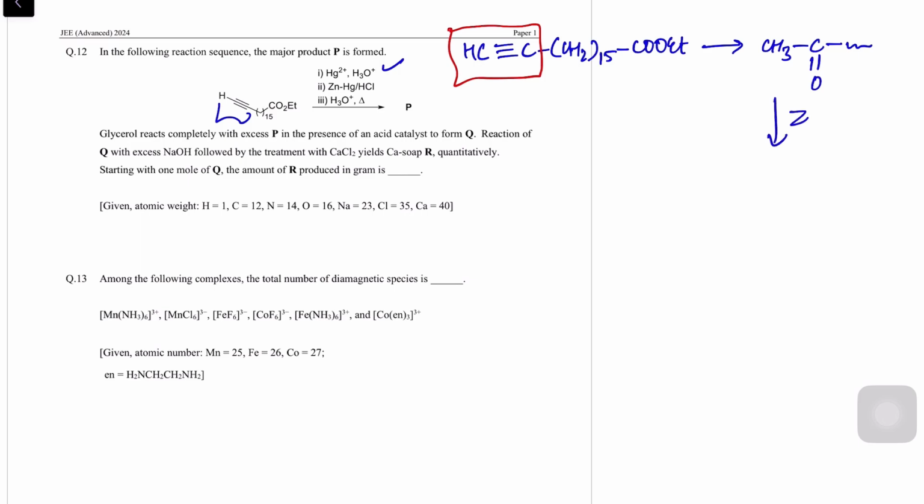When you react with zinc amalgam and HCl, this is again a popular name reaction, Clemmensen reduction. It will reduce the CO group to CH2. Earlier there were 15 CH2 groups. Now a new one has come, right? And also the third step is hydrolysis. Hydrolysis will get rid of the ethyl group and this will convert to carboxylic acid.